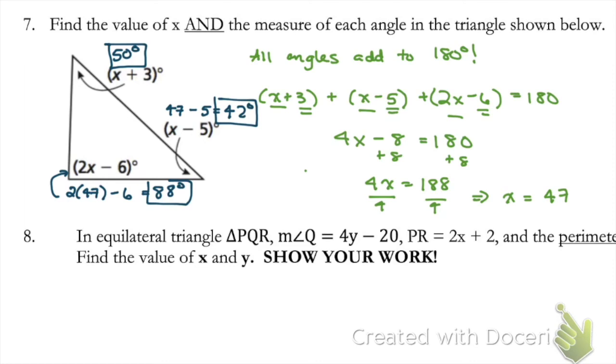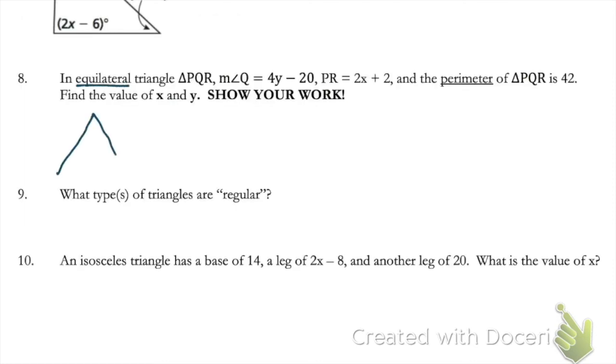Let's go on to number 8. In this case, we are given an equilateral triangle PQR. Equilateral here means that all our sides are going to be the same, so I'm going to mark them all congruent and label it PQR. But since this is an equilateral triangle, we also learned that our triangle is also going to be equiangular. So all our angles here are also going to be congruent.